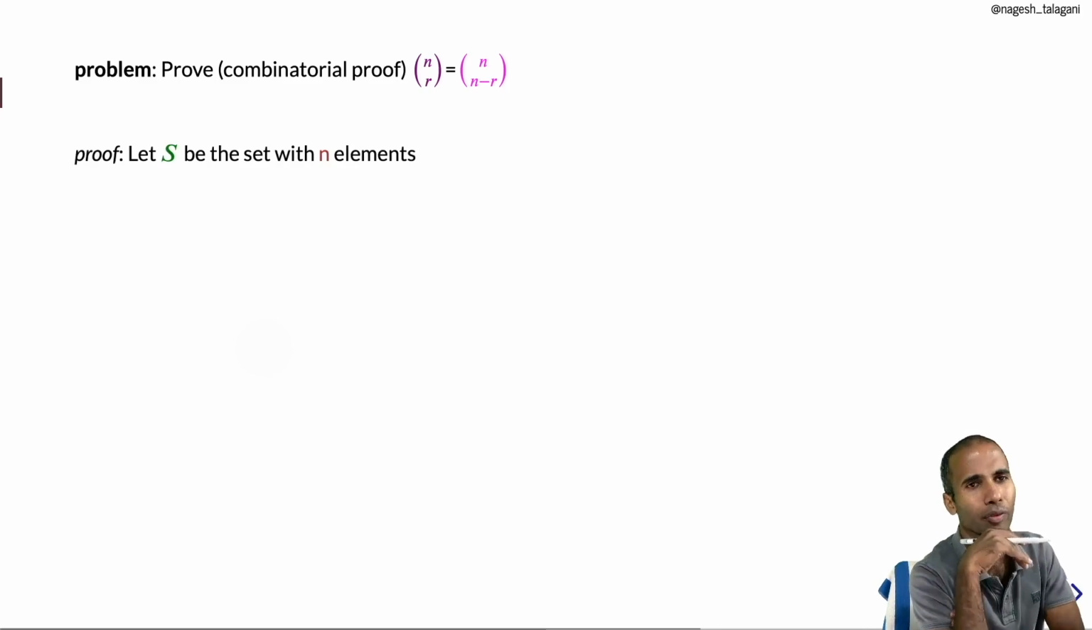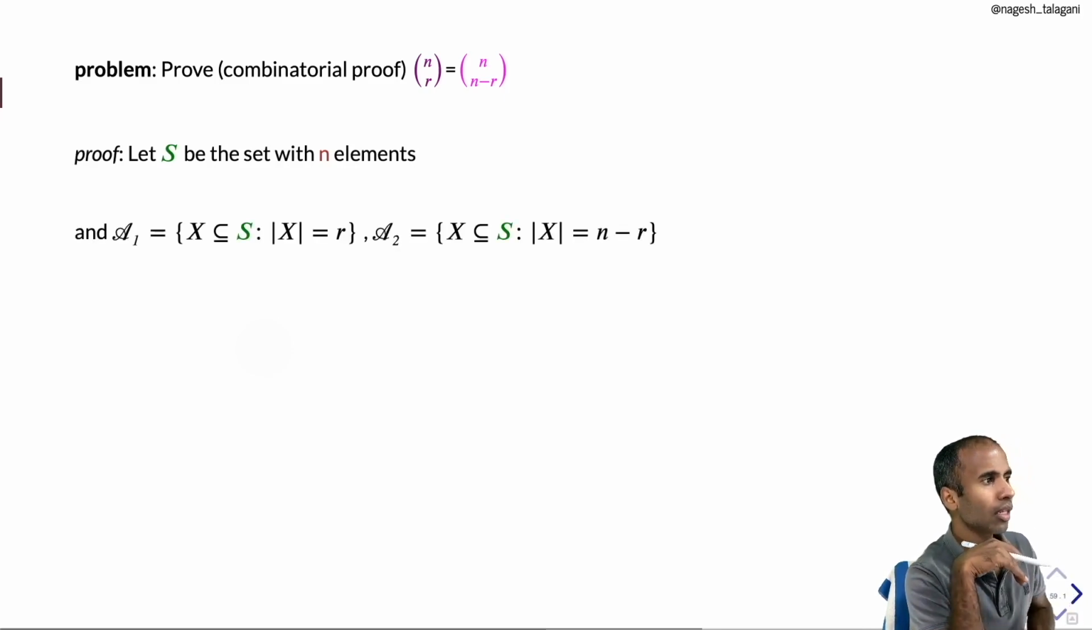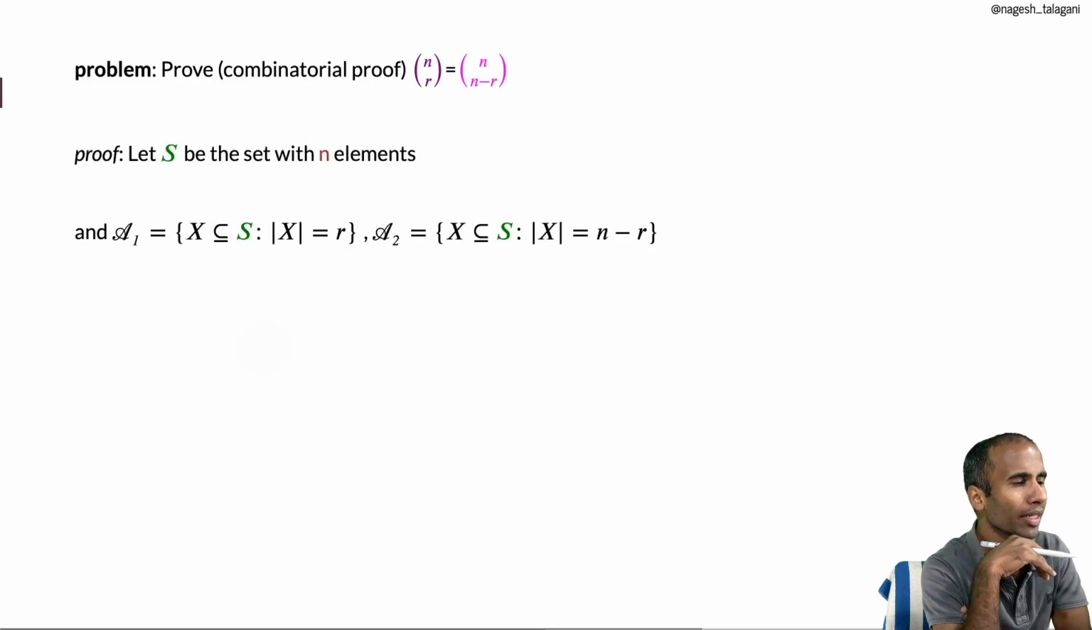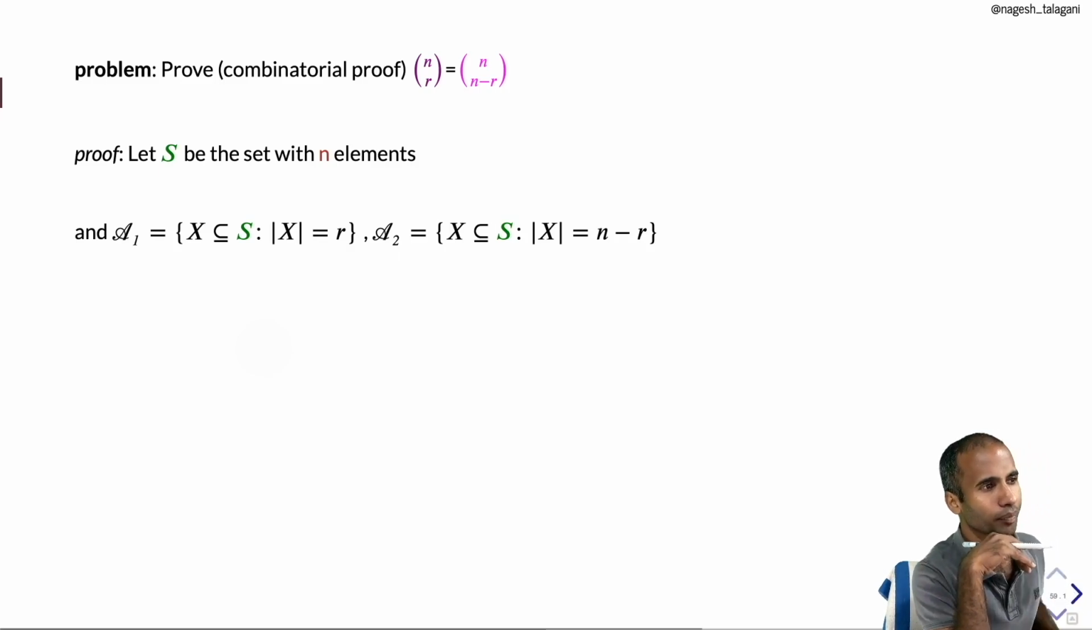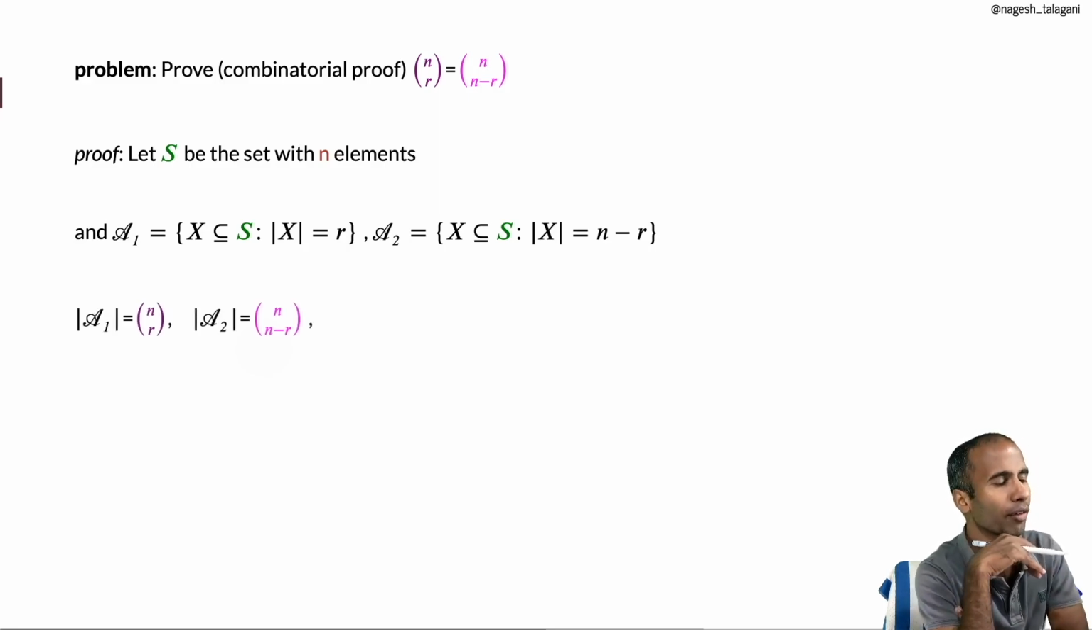Okay, here we go. Let S be a set with n elements. Let me consider script A1 as all subsets of S with size r. They are nothing but r combinations of S. Script A2 consists of all subsets of S with size n minus r. They are nothing but n minus r combinations of S. So obviously the number of elements in script A1 is going to be n choose r, and the number of elements in script A2 is going to be n choose n minus r.